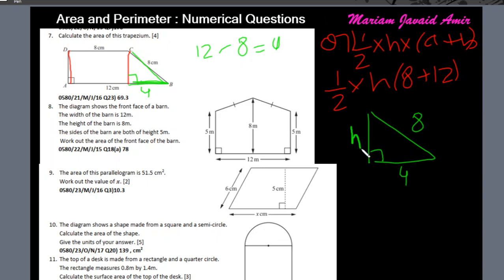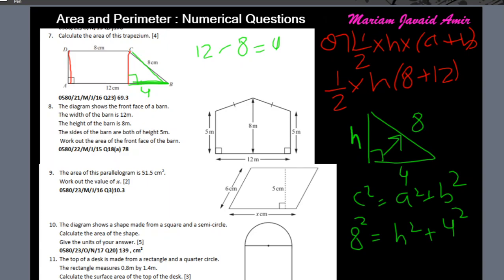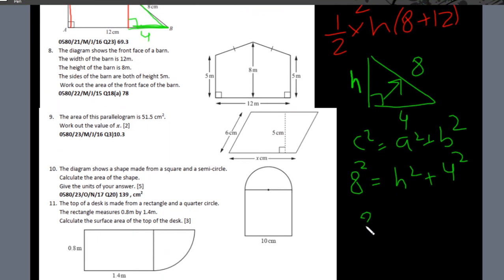I'll apply Pythagoras theorem, which is c squared equals a squared plus b squared. C is the side opposite to the right angle, also called the hypotenuse. So 8 squared equals h squared plus 4 squared. Now we need to make h the subject, so 8 squared minus 4 squared equals h squared, and to make h the subject I'll take the square root on both sides.